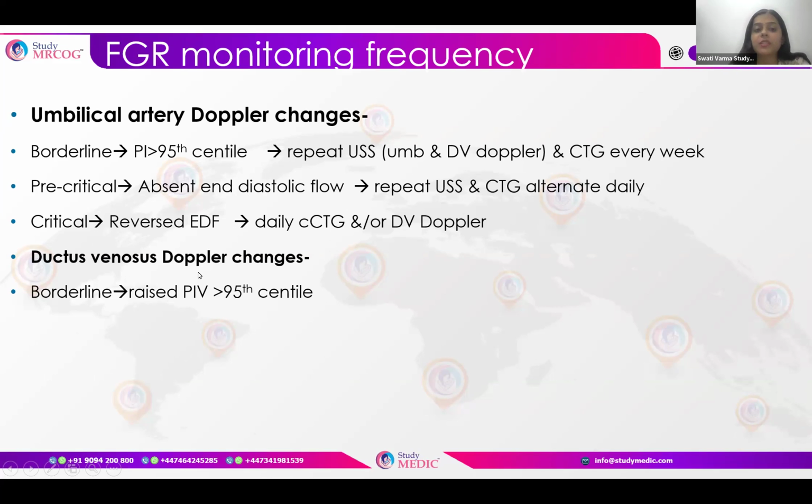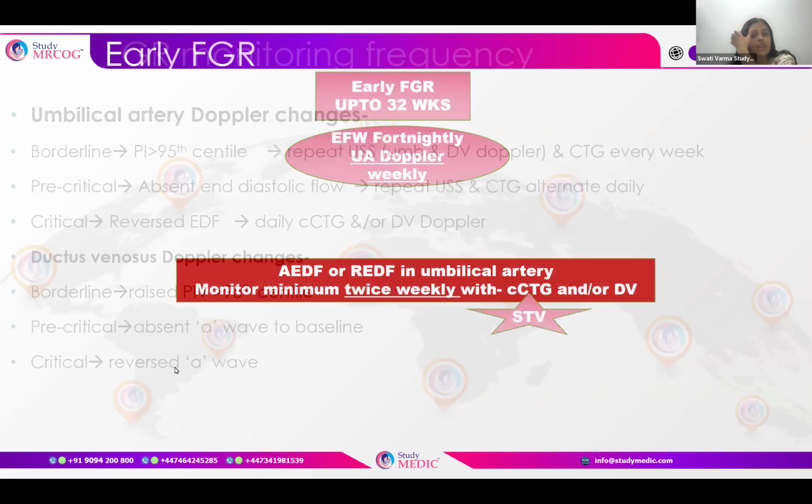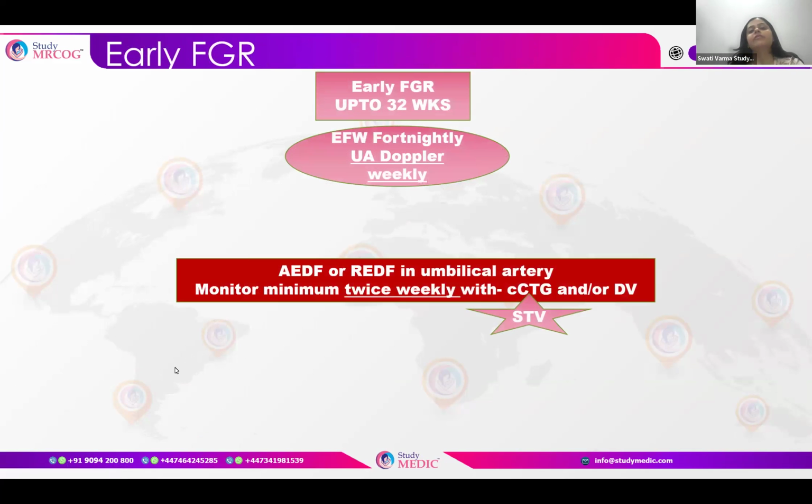Now, what can be the result of ductus venosus Doppler? It may be borderline. It may be pre-critical in the form of absent A wave, or it may be critical in the form of reversed A wave. Now let's deal with early FGR. Early FGR is if it is happening up to 32 weeks.